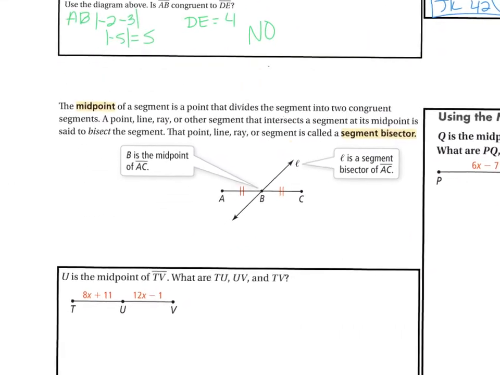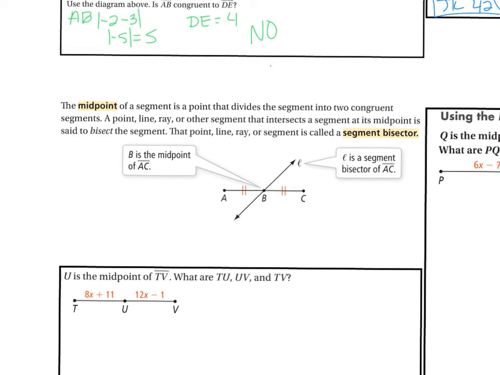The midpoint. So the midpoint of a segment is a point that divides a segment into half. There are going to be two congruent segments, or equal segments. A point, line, ray, or other segment that intersects a segment at its midpoint is said to bisect. So if it bisects something, it's going to divide it into half. Bi means two, so it's going to cut it into two equal pieces. Those can also be called segment bisectors. So if it cuts a segment in half, it's a segment bisector.